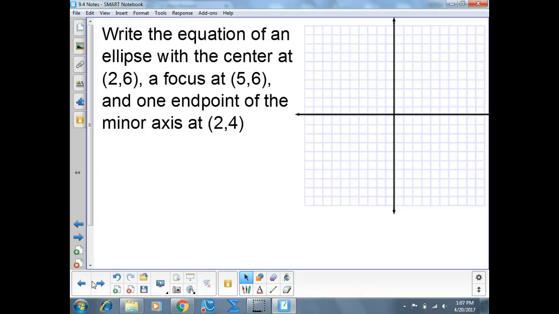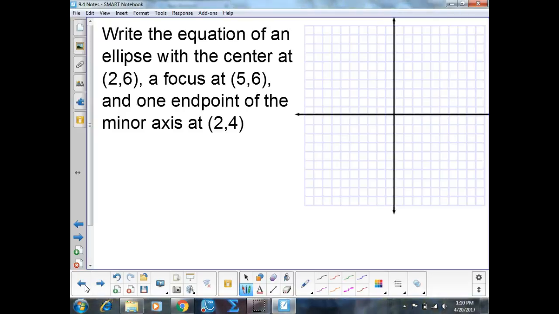Given that focus, given that one endpoint of the minor axis is at that point. Okay? You don't need a graph for this one. If you want to put it on a graph, that's your call, but you don't need a graph for this one. Start with what you know.